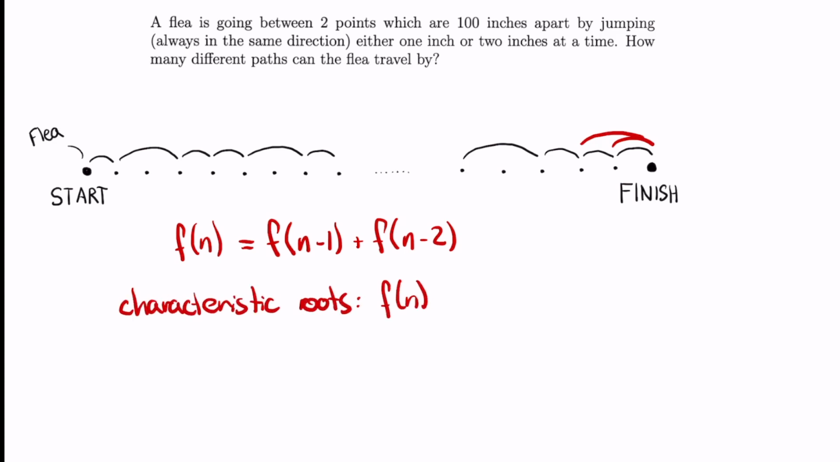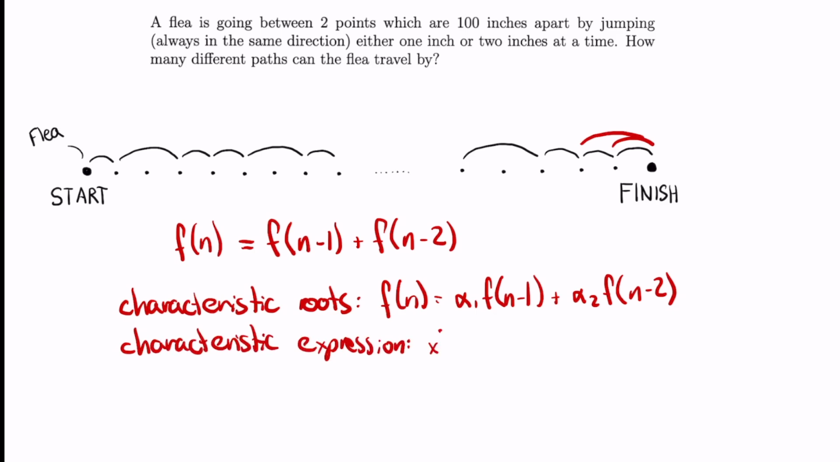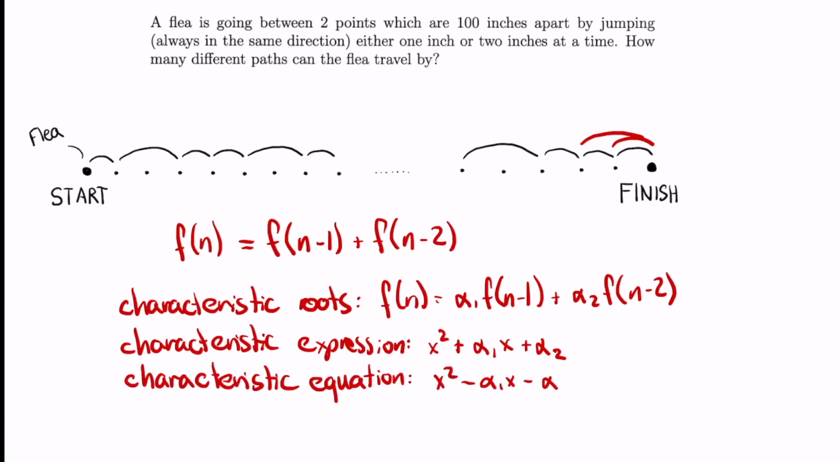For any recurrence relation, f of n is equal to alpha 1 times f of n-1 plus alpha 2 times f of n-2. The characteristic polynomial is given by x squared minus alpha 1 x minus alpha 2, which gives the characteristic equation x squared minus alpha 1 x minus alpha 2 is equal to 0.